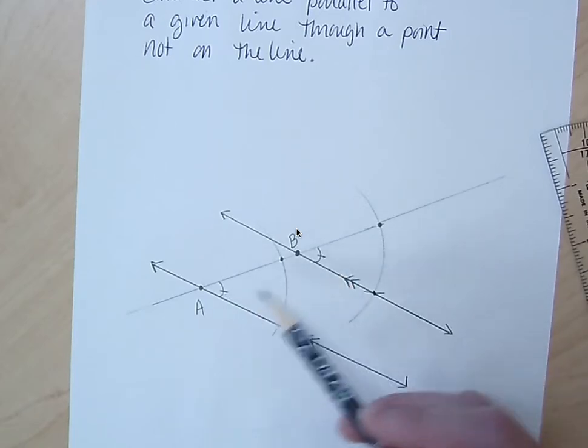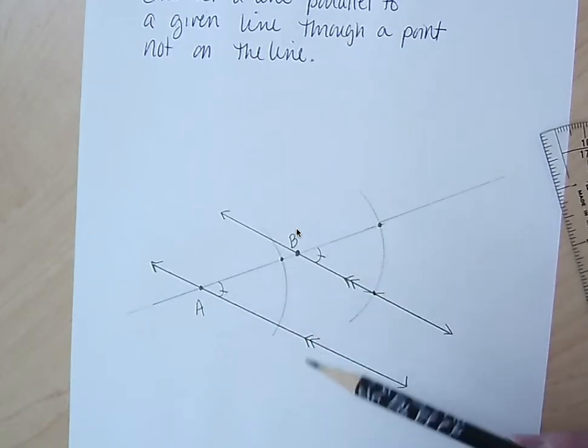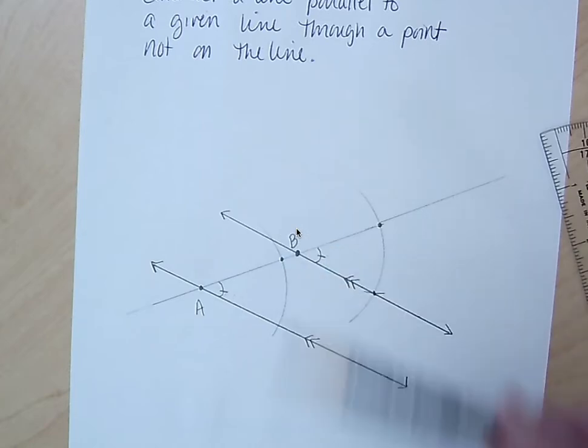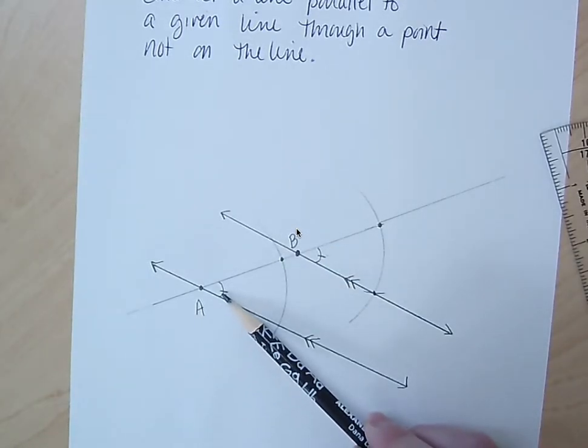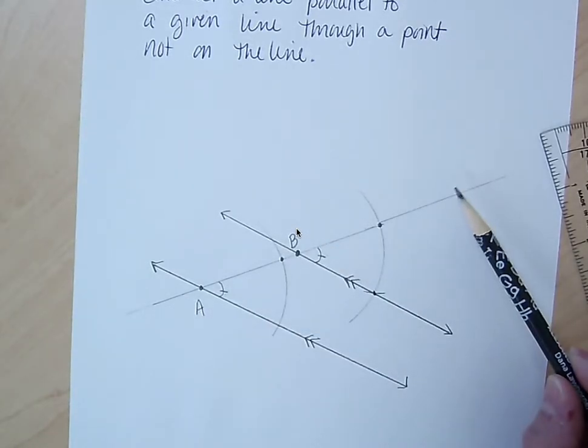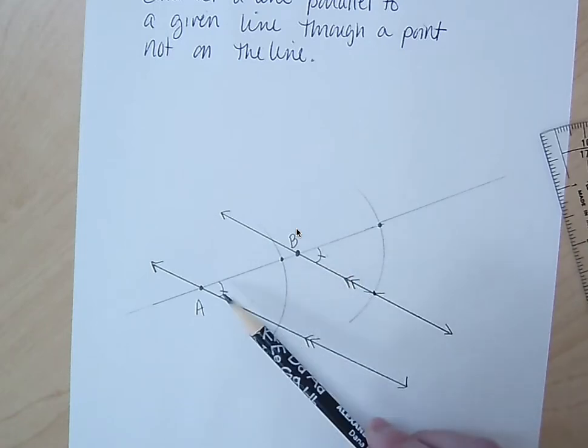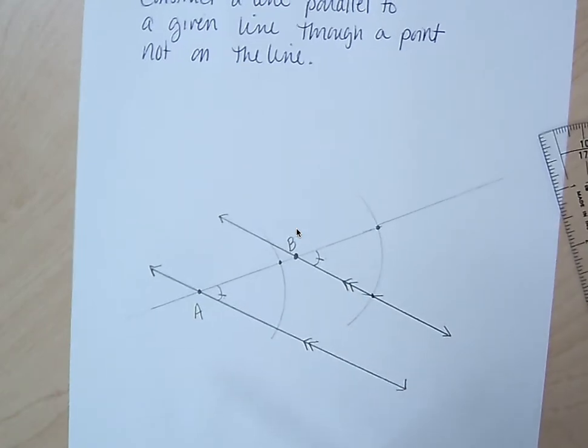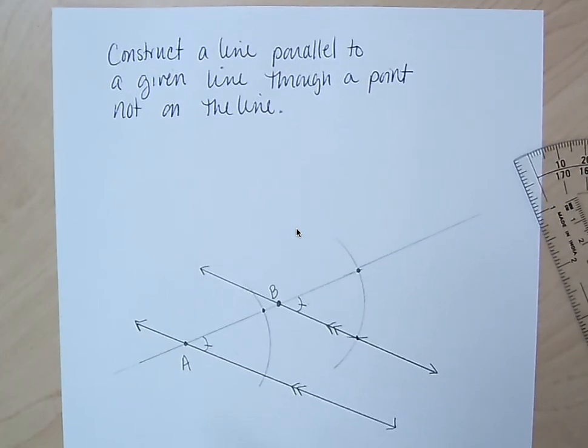So when you want to construct a line parallel to another line through a point, you're going to use a transversal that you have to create, and then you copy that angle to create corresponding angles, which in turn produce your parallel lines.